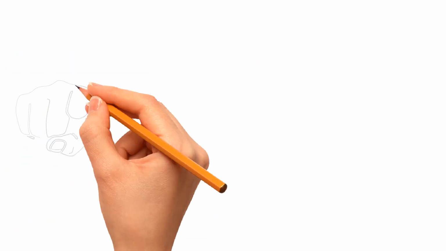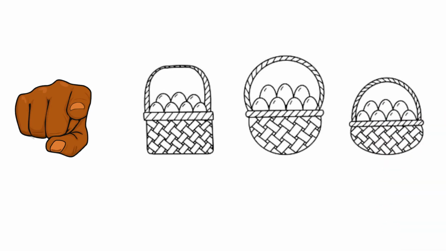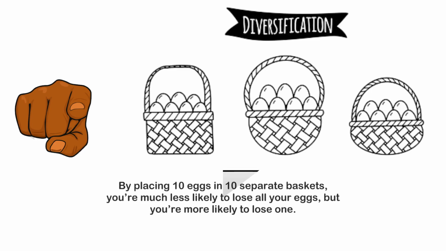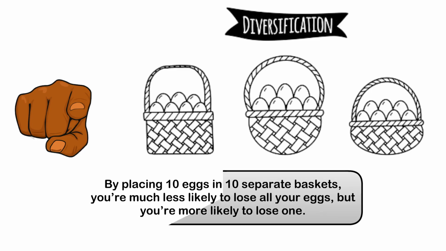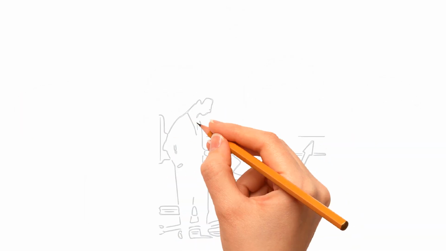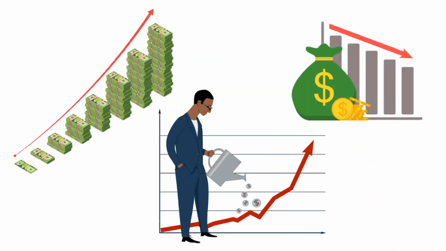You're probably familiar with the saying, "Don't put all your eggs in one basket." This is a simple and accurate example of diversification. By placing 10 eggs in 10 separate baskets, you're much less likely to lose all your eggs, but you're more likely to lose one. If you invest in only one stock, there's a relatively high possibility of earning or losing a lot of money. By investing in multiple stocks, your results will be less dramatic.